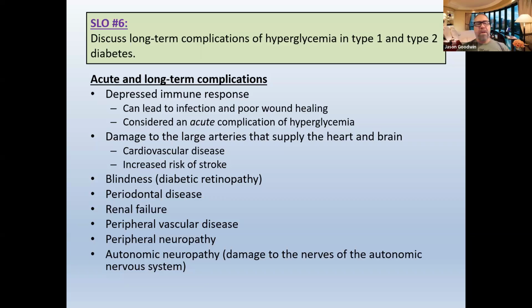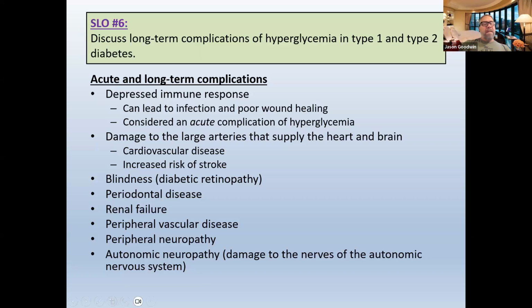Other things that can be the result is diabetic retinopathy. I told you that in your eyes, when you have the blurred vision, that's a micro insult to your vasculature in your eyes. Over time, that can cause a retinopathy or blindness. Periodontal disease. So your gums are very vascular, and so if there's a reduced ability to perfuse that area, you might see an increase in tooth decay or death.